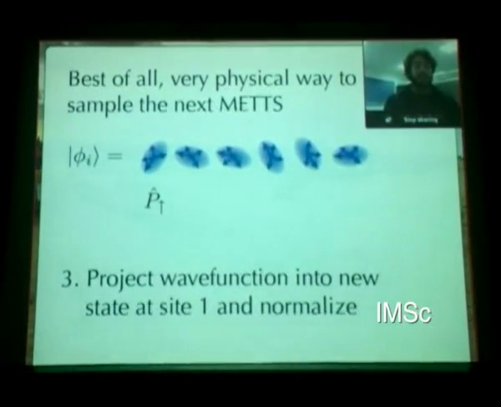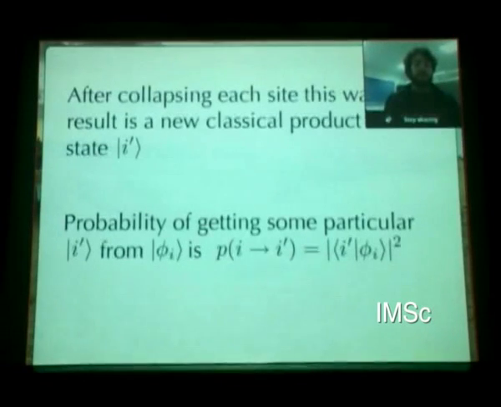And so now the final slide of this is showing that you now have the system in the up state on site 1, and now it's disentangled from the rest of the wave function as a result. And you have to normalize this state before proceeding. But once you normalize it, you see that the rest of the chain is disentangled from the first site, so you can just repeat this procedure, and apply it to every site one at a time.